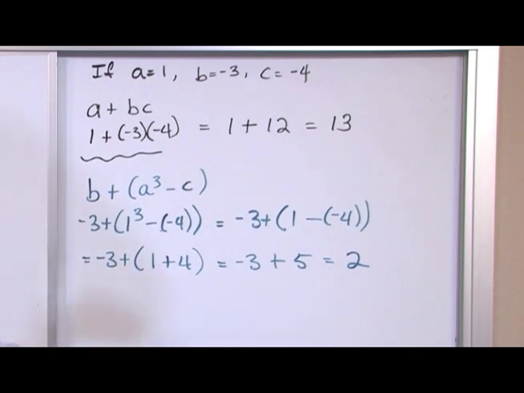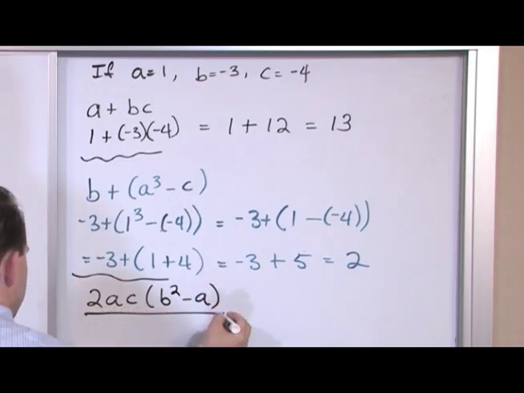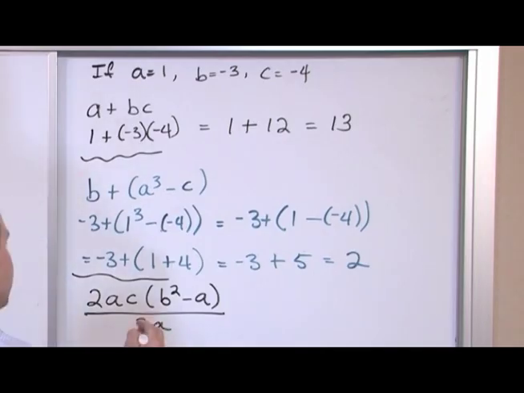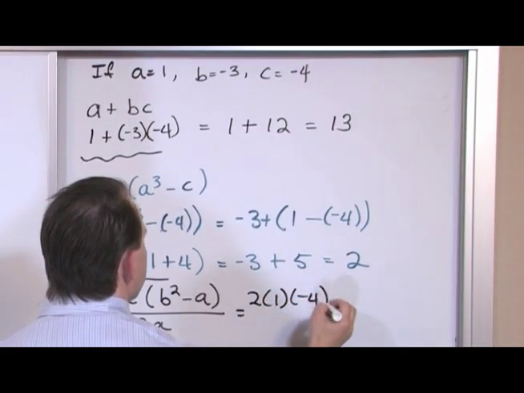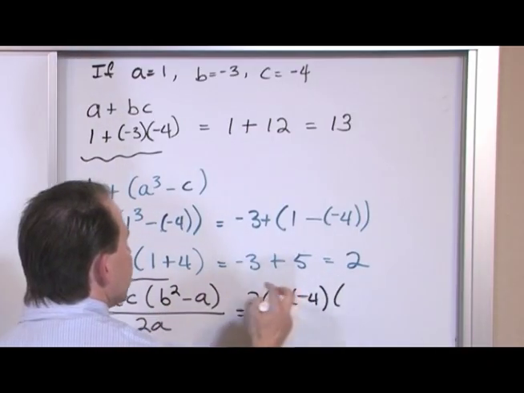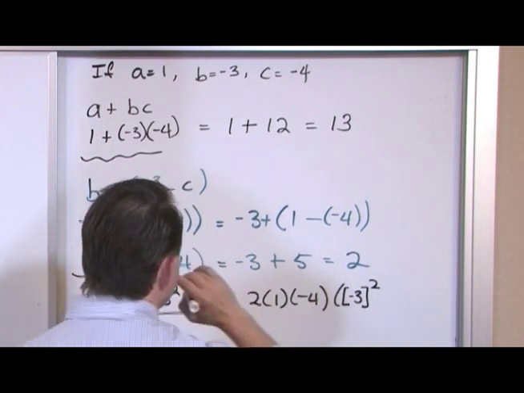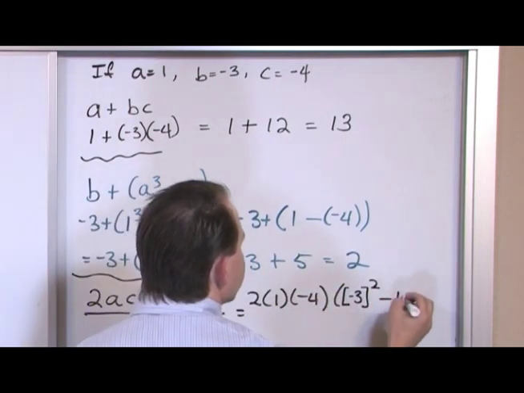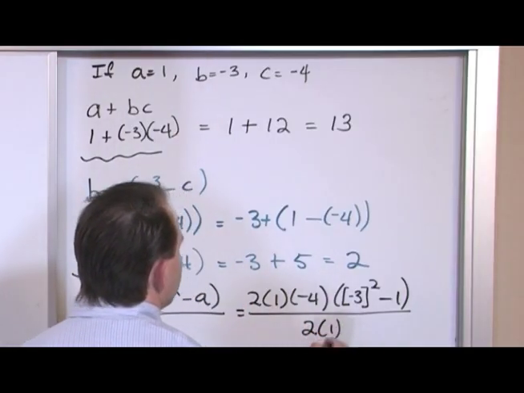Last problem, I promise, coming up right now. Let's do 2 times A times C times B squared minus A, over 2A. Same thing though. You just plug in what you know. A is equal to 1, so you have 2 times 1 times C, which is negative 4, times, from here, B squared, B is negative 3, so just to make it a little bit clear, I put negative 3 squared, minus A, but A is 1, so minus that. All of this stuff is divided by 2 times A, which is 1. So that's what you're left with.